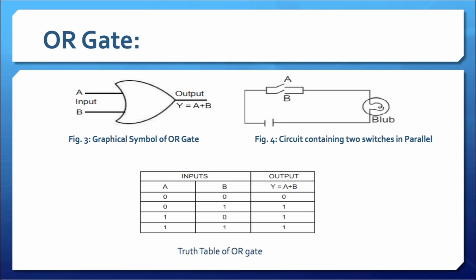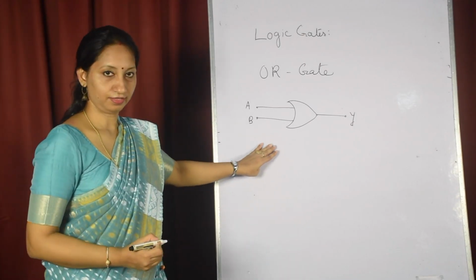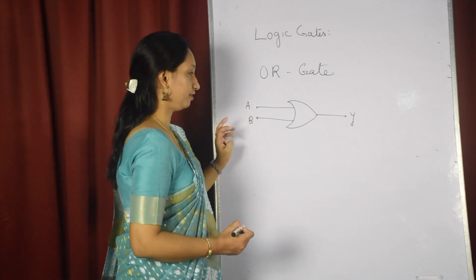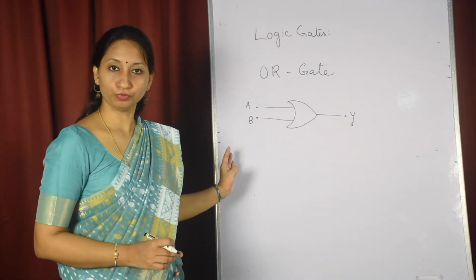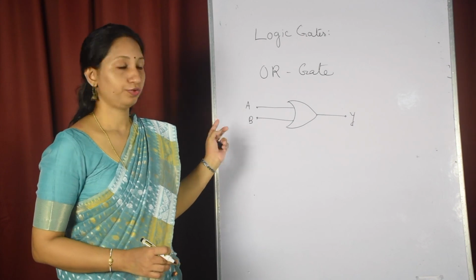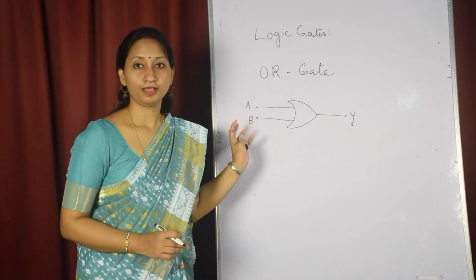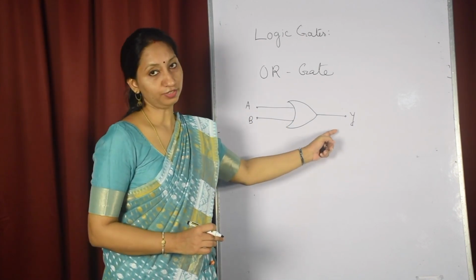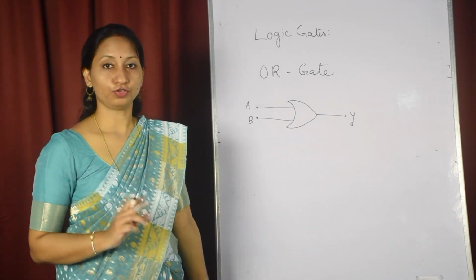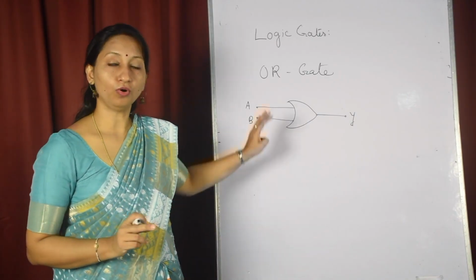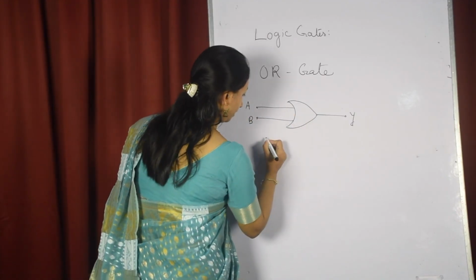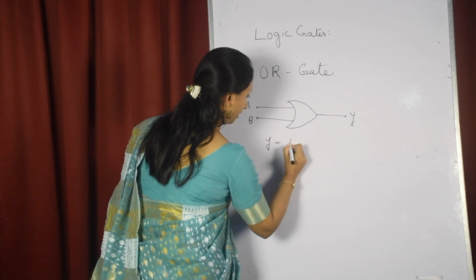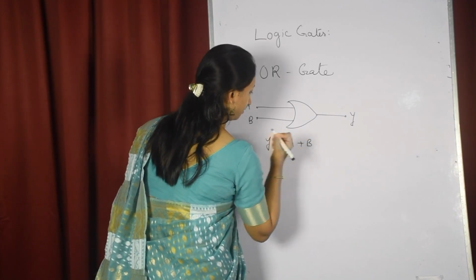The symbol, the circuit of the OR gate is represented as this, and here A and B are the inputs and Y is the output. The OR gate has two or more inputs. We can give 3, 4 like this, but only one output signal, which is equal to the OR sum of all the inputs. The graphical symbol is this, and the output can be represented as A plus B.